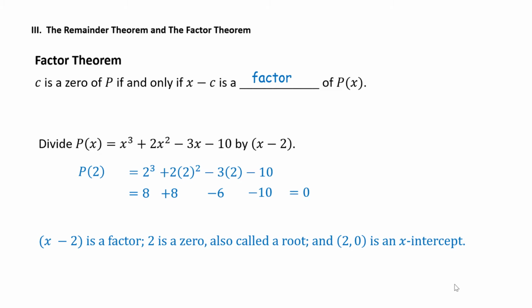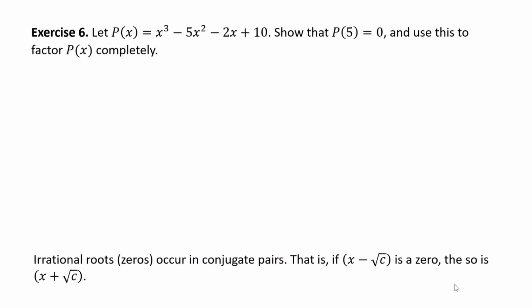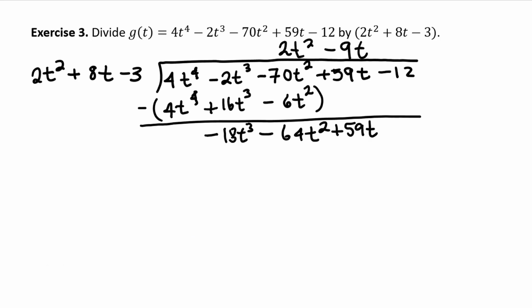So negative 9t times 2t squared is negative 18t cubed. Negative 9t times 8t is going to be negative 72, and t times t is t squared. And negative 9t times negative 3, negative and negative, will give us a positive 27t. And again, we need to subtract.